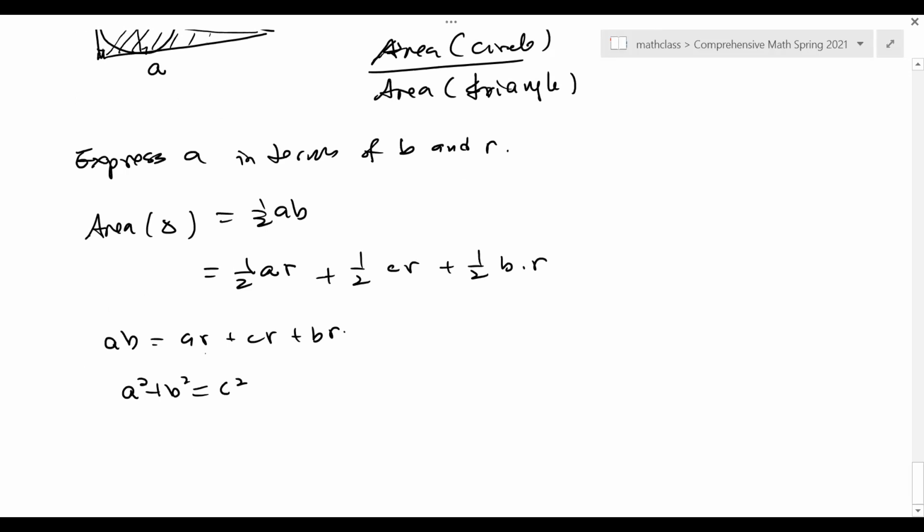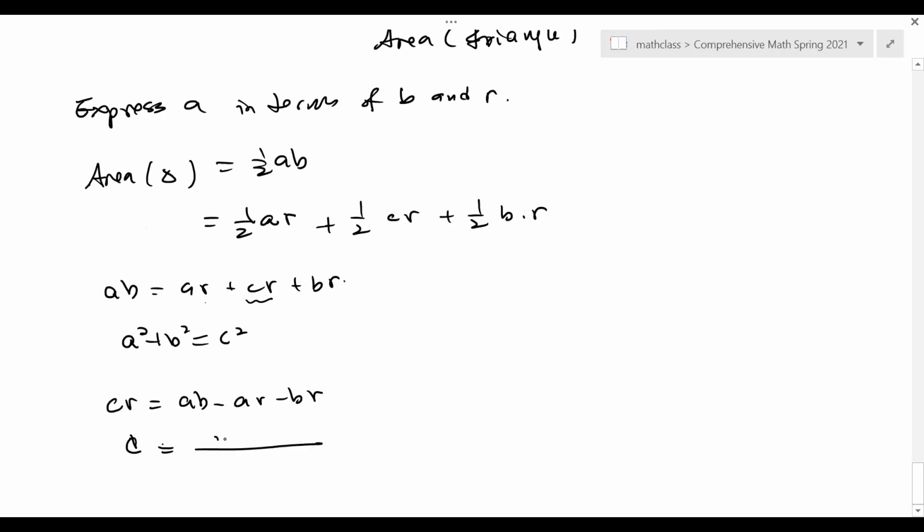So from here you can get C, okay? CR equals AB minus AR minus BR. And then C is going to be AB minus AR minus BR divided by R, okay?